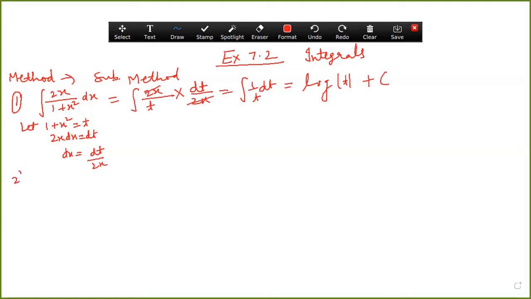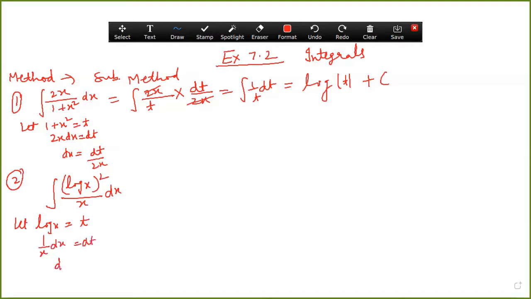Question number second. Integration of (log x) whole square upon x with respect to x. Now here you know the derivative of log x is 1 upon x. So let log x is equal to t, and the derivative of log x is 1 upon x dx, that is dt, and dx is equal to x into dt.